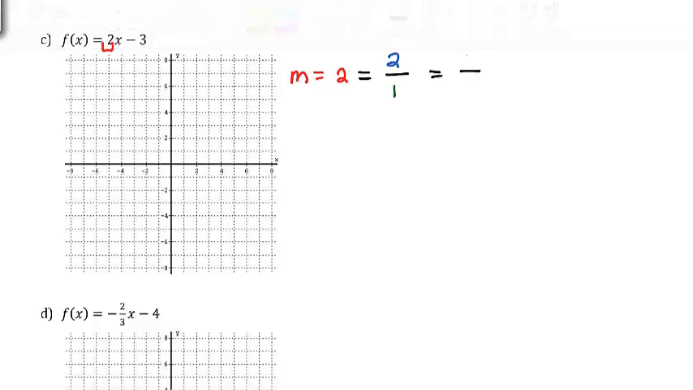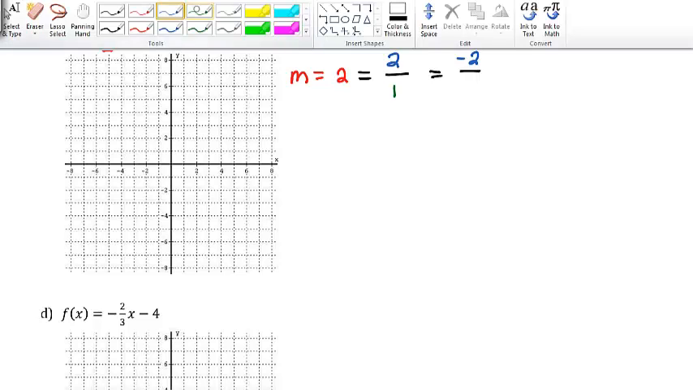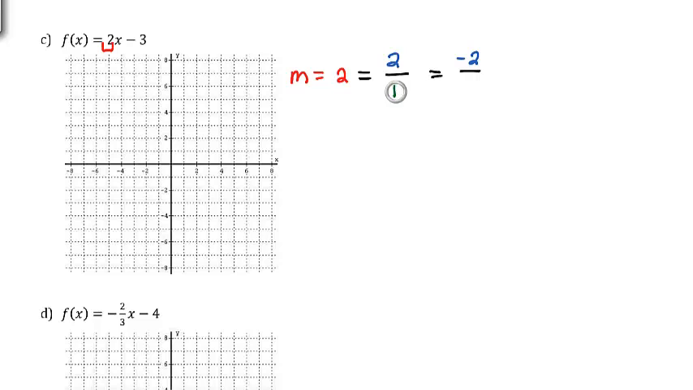Or we could think about that as being a -2 for our run. But if we have a -2 for a run, then we also need to change the sign of our rise. We also need to change the sign of our run, so that would be -1. So +2 can be thought of as +2 over +1 or -2 over -1.